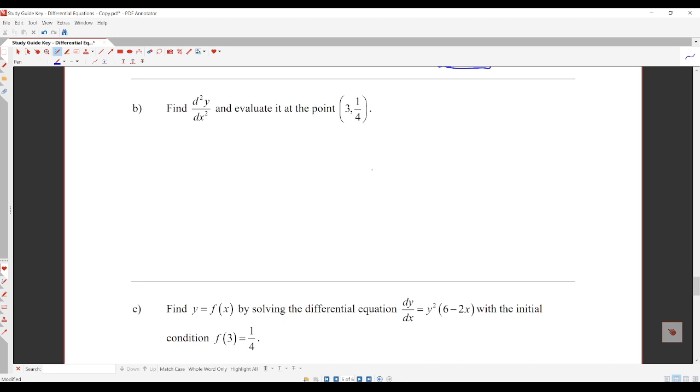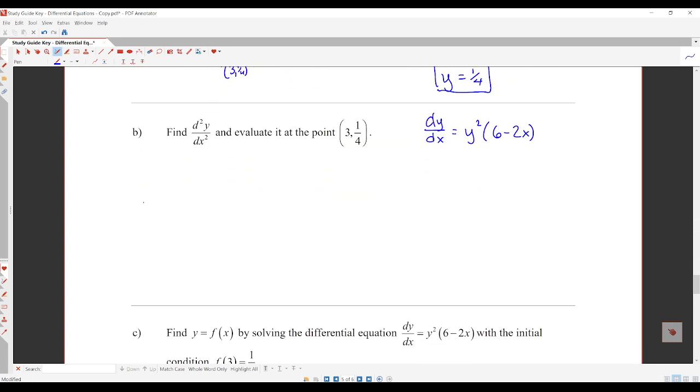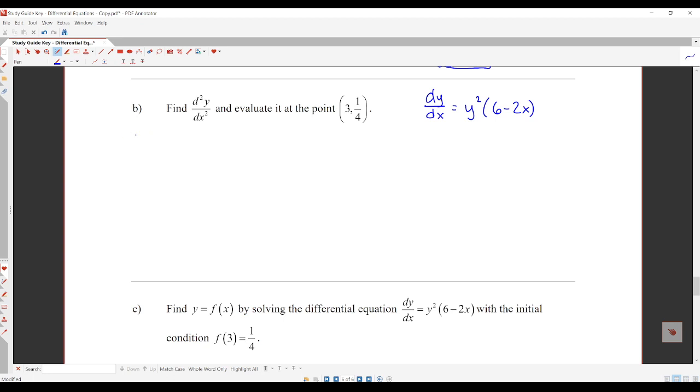So I want the second derivative of y. Just for reference sake, I'm going to write that dy/dx is equal to y squared times (6 minus 2x). Okay. So let's go ahead and find that second derivative. Let's differentiate both sides. I get d squared y over dx squared equals, this is a product, so we'll take the derivative of the first, that's going to be 2y dy/dx, chain rule, times the other, so (6 minus 2x), plus the derivative of the right side, that's negative 2, times the left side.